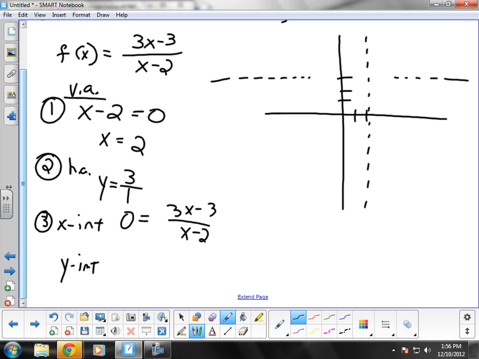Can the bottom be equal to 0 and give me 0? No, the bottom being equal to 0 gives me something that's undefined, right? So what's the only part that I really need to worry about then? The top. I need to know where the top is equal to 0. So when you find the vertical asymptote, you set the bottom equal to 0. When you find the x-intercepts, you just set the top equal to 0.